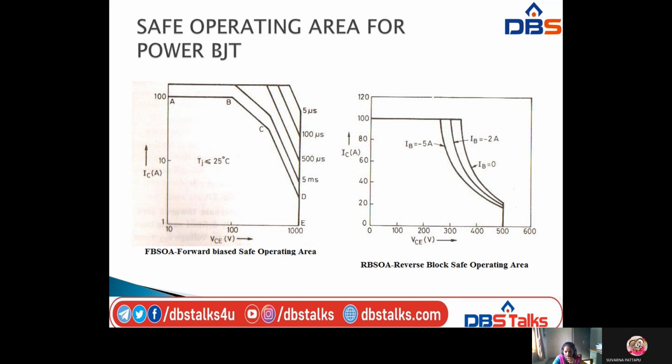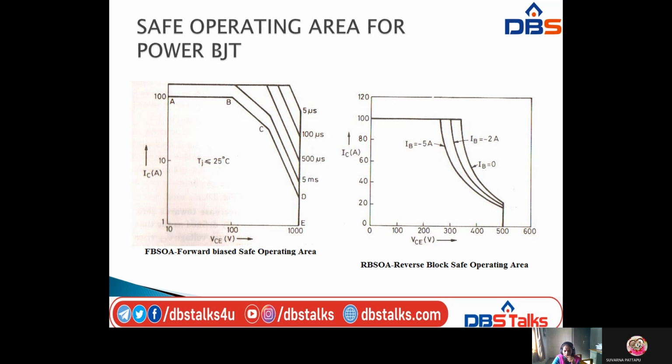And next, the safe operating area for the BJT. Here there is the forward bias safe operating area and the reverse block safe operating area. The safe operation for the forward direction and the reverse direction will be seen in the graph.